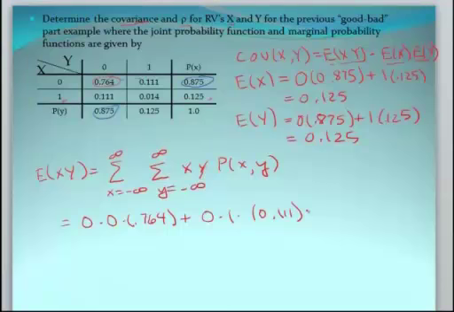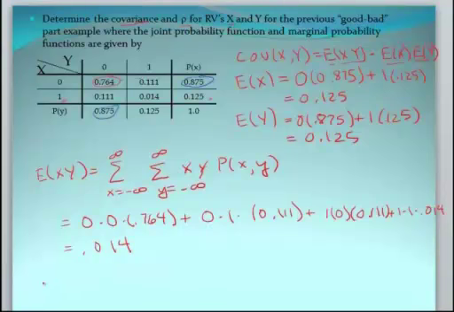And then just keep doing that. 1 times 0 times 0.111, plus, let's see, can I squeeze this in here? 1 times 1 times 0.014. And when you add that all together, it's 0.014 because we have a lot of zeros in there.